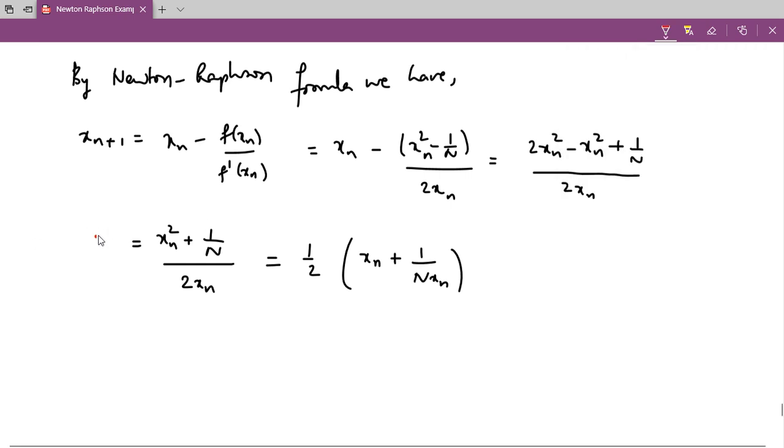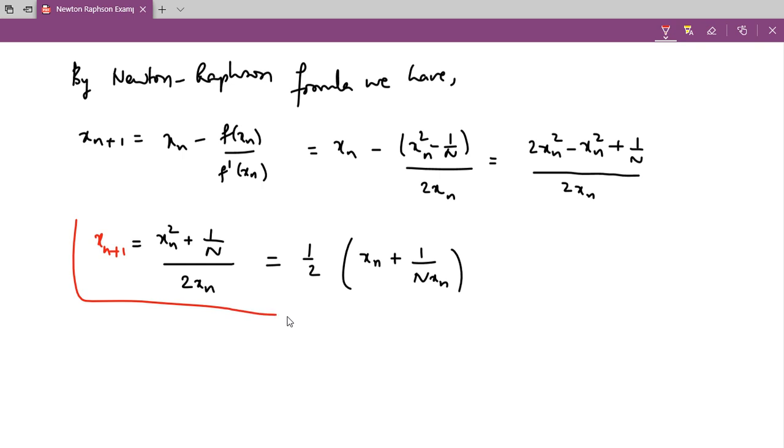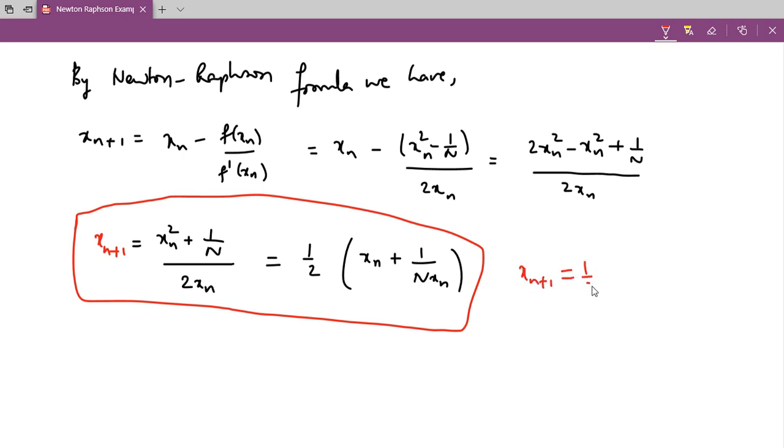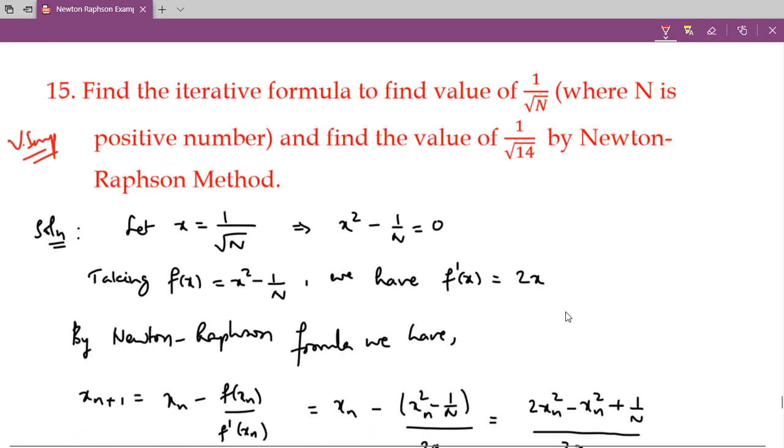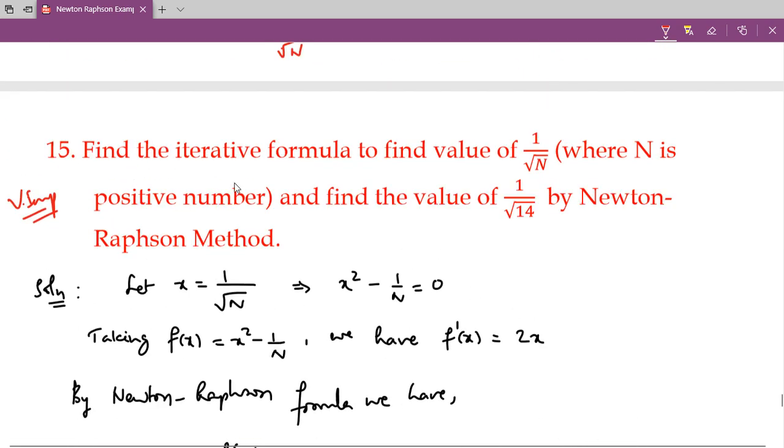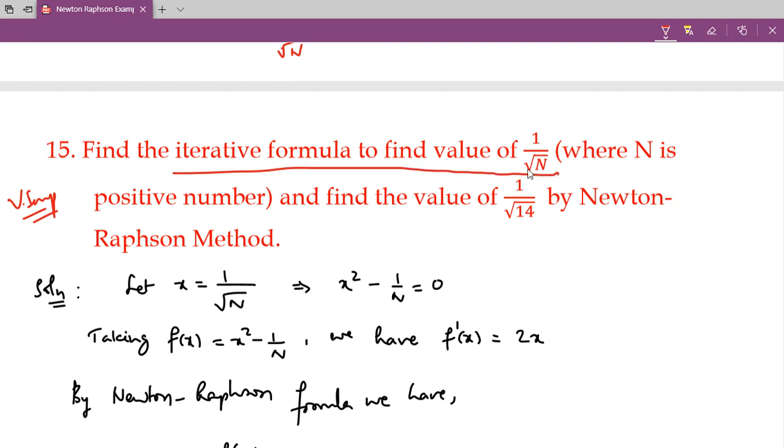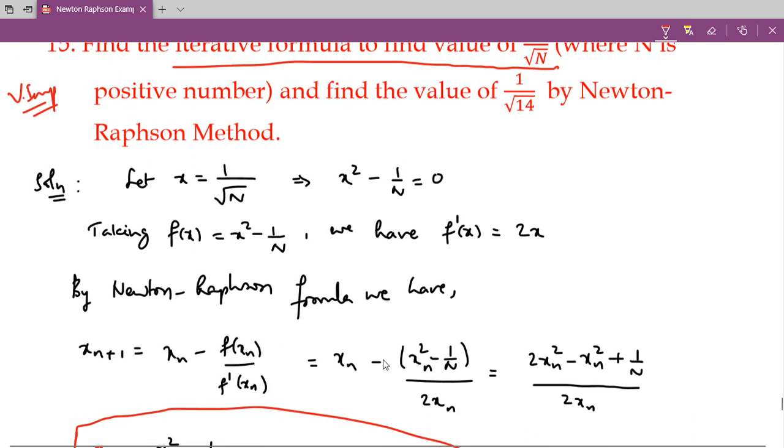So this is the required iterative formula, that is xn+1 = 1/2 (xn + 1/(n xn)). Now, if the question only asks to find the iterative formula to find the value of 1 by root n, then you have to do up to this. So this gives you 2 marks.